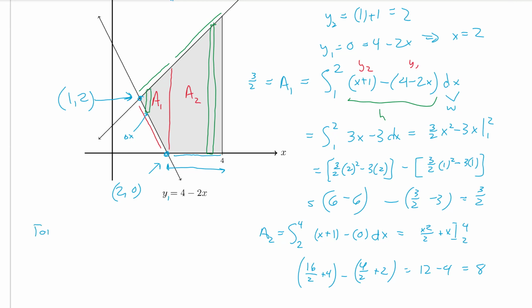And so altogether, our total area is 3/2 plus 8, or we might think of that 8 as 16/2, and we get 19/2 as our most simplified complete answer.